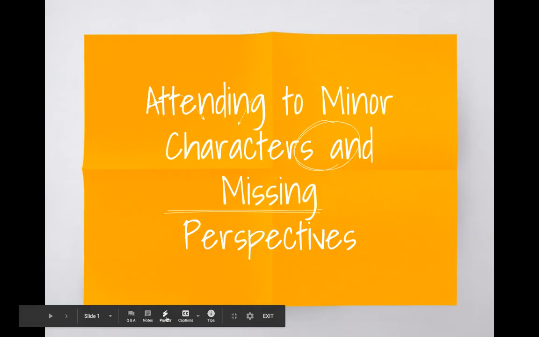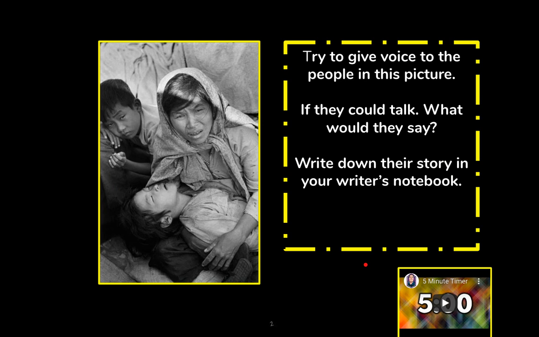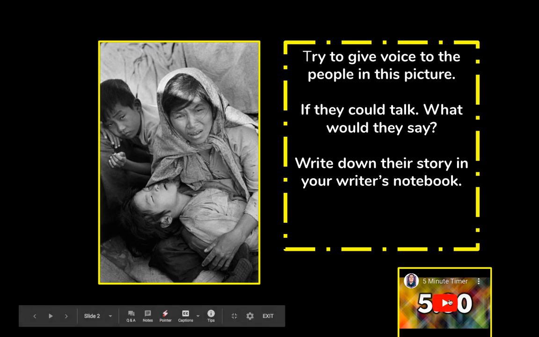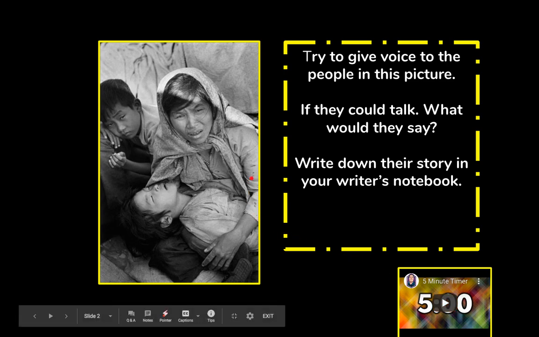I'm going to make sure I grab my pointer because it's really fun to use. Okay, so try to give voice to the people in this picture. If they could talk, what would they say? Write down their story in your notebook, and I want you to spend 5 minutes. I'm going to keep this live, so you're probably going to hear JP in the background, and I apologize for that, but you can choose any one of these characters to write their story, okay? But choose their perspective. Does that make sense?